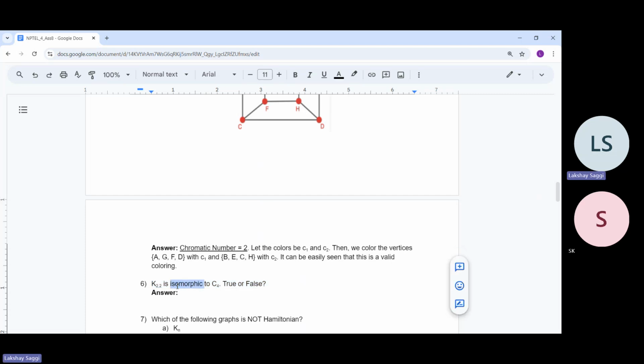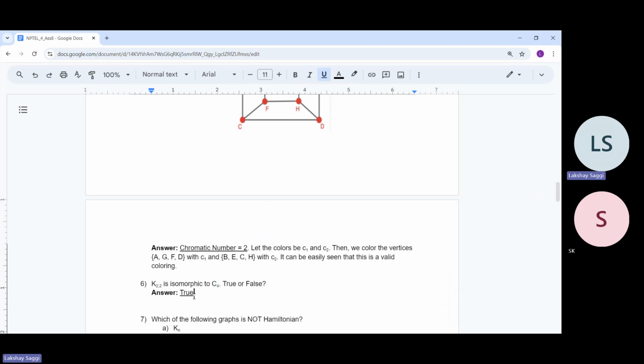I hope you have understood what isomorphic means. The problem asks us: this K22 graph, is it isomorphic to C4? True or false? For this specific question, the answer is true. Why will these two be isomorphic? I'll show you an illustration. To show that this graph is isomorphic to the other, we need to find a labeling for this graph which results in the graph C4. I'll show it to you.